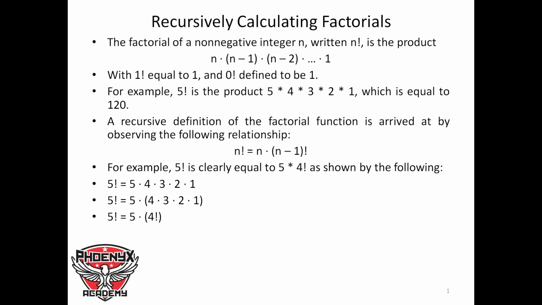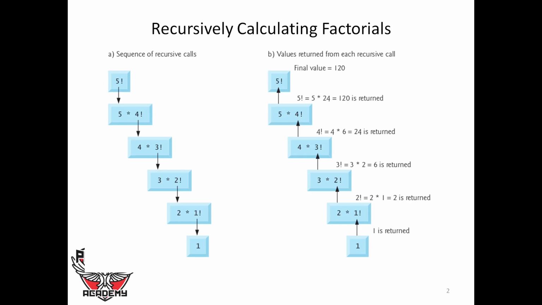Equipped with this knowledge, we can now calculate the factorial of any number using recursion. Let's say we are using recursion to compute the factorial of 5. When we launch 5 factorial, we know it will reduce to 5 times 4 factorial. 4 factorial will reduce to 4 times 3 factorial, 3 factorial will reduce to 3 times 2 factorial, and 2 factorial will reduce to 2 times 1 factorial, and we know that the factorial of 1 is simply 1.